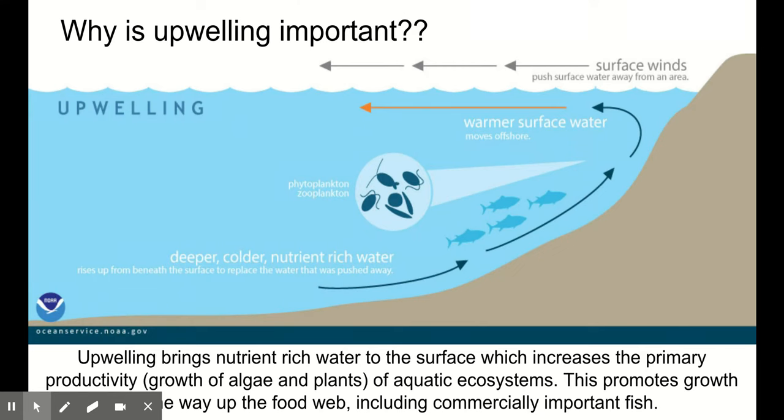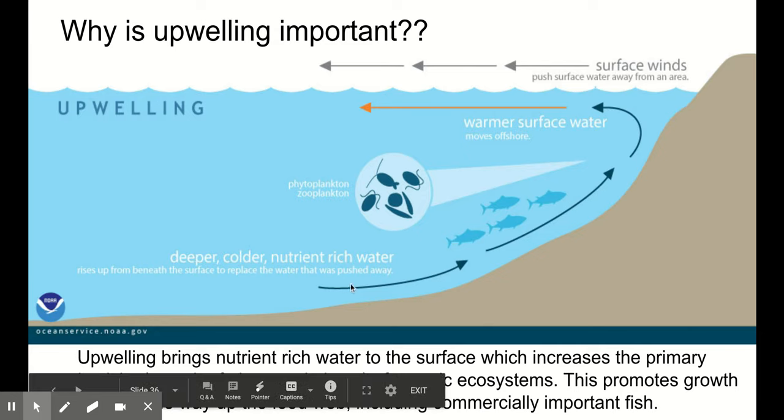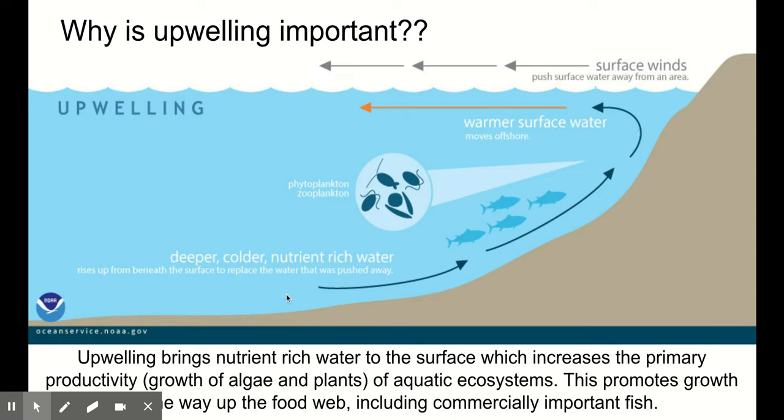All right, last thing, one more recap of why upwelling is important. So, our surface winds, now this is just another view of what's happening. Our surface winds are pushing our surface water away from an area. And so that water moves offshore, and our deeper, colder, nutrient-rich water rises to replace the water that was pushed away. And as it's rising, it's bringing up all of these nutrients that were at the bottom of the ocean floor. And those nutrients really fuel the food web. They increase the primary productivity, the growth of algae and plants, of aquatic ecosystems.